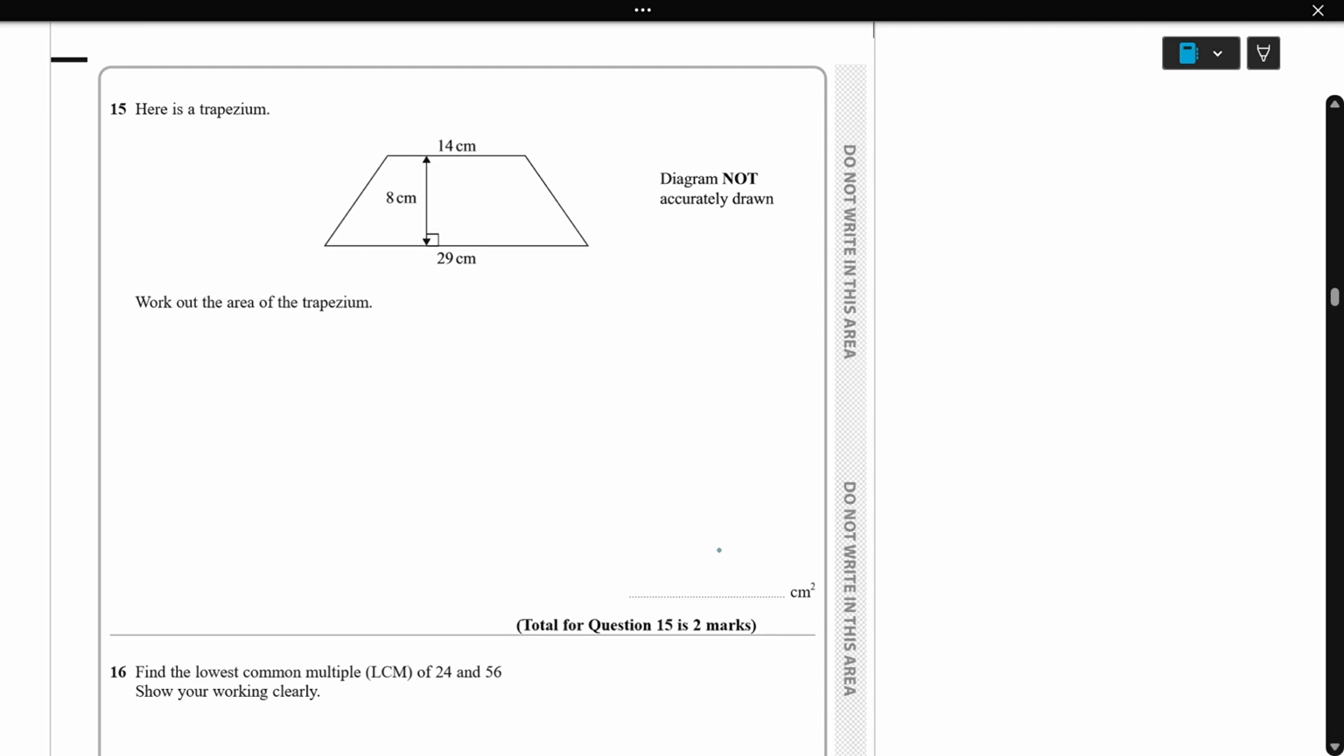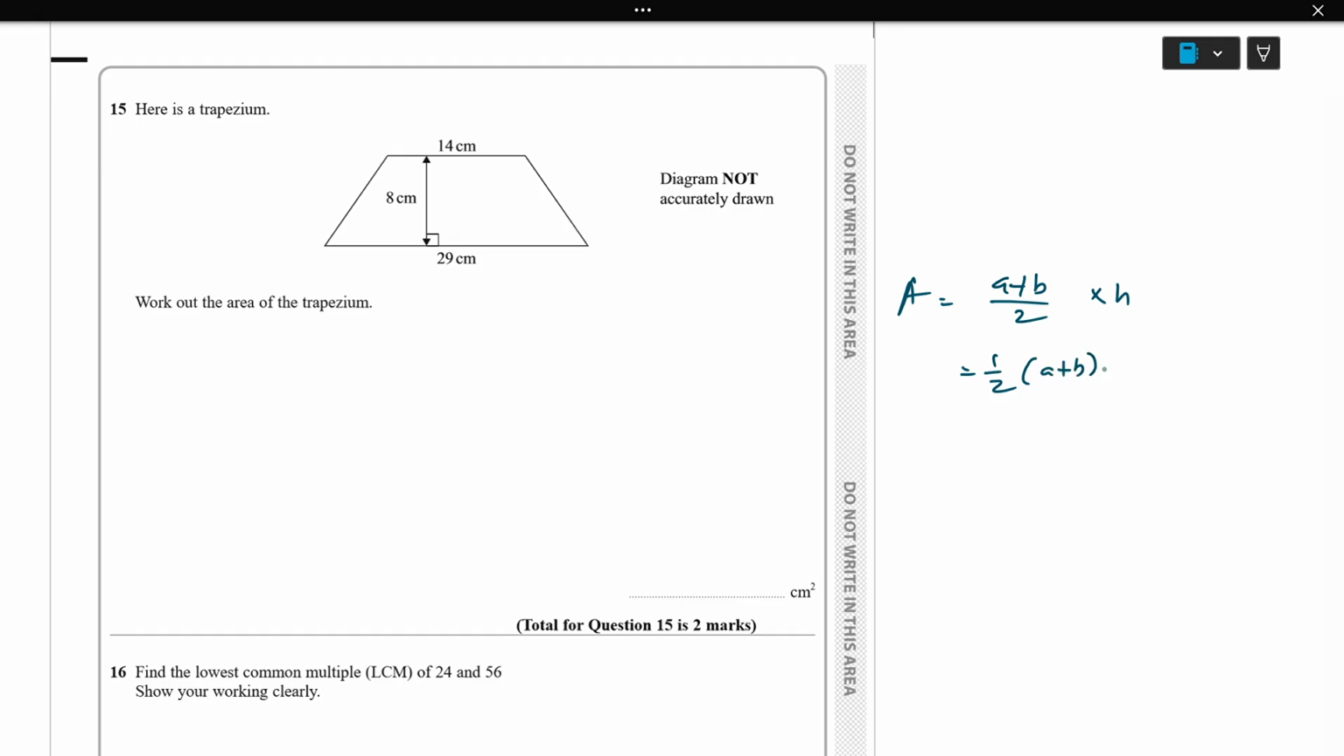Next, question number 15. Here is the trapezium. Work out the area of the trapezium. You know the formula: area of the trapezium equals (a plus b), the parallel sides, over 2 times h. Or else we can write 1 by 2 into (a plus b) into h. Anything's fine. So area equals 1 by 2 into the parallel sides, which are 14 plus 29, times 8. So we'll get 172 as the answer.